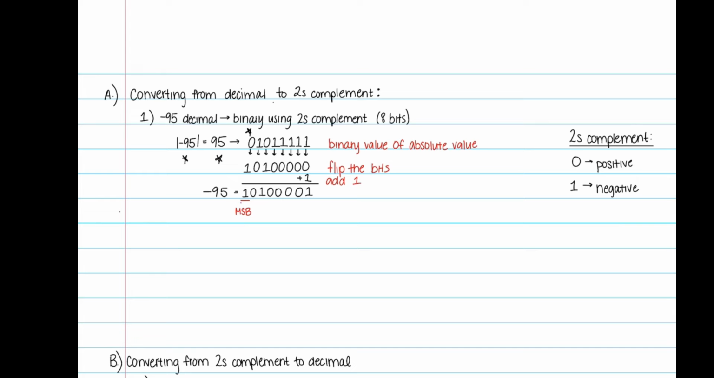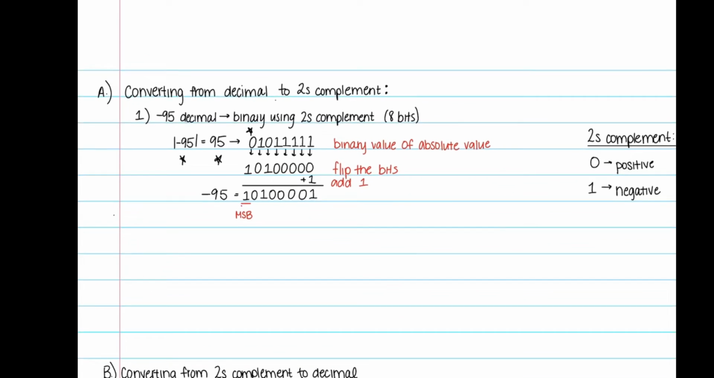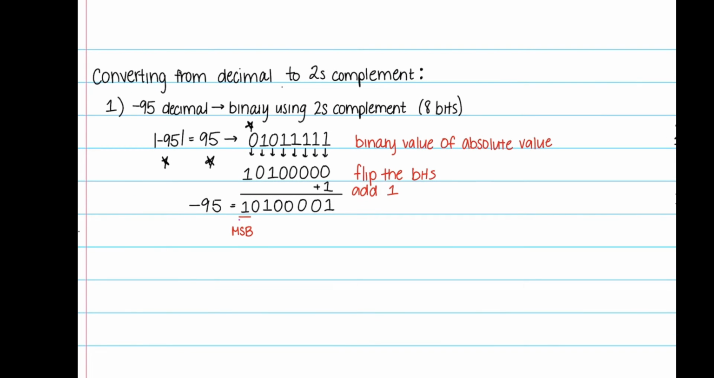The next step is to flip the bits. So this means that all of the 1s will become 0s and all of the 0s will become 1s. This turns our number 01011111 to 10100000.